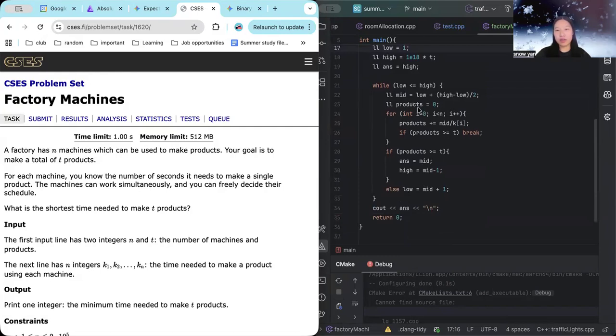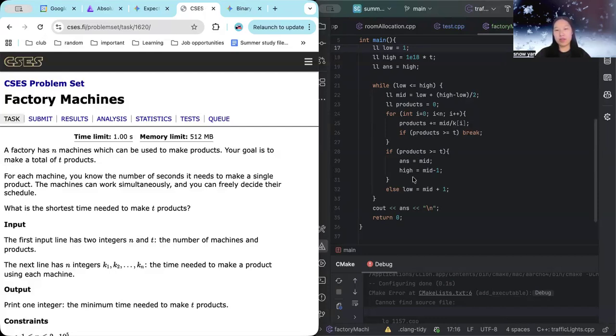And then products equals 0. And then we just look at it and see how many products we can produce during that time. If it's bigger than t, then we just break and we know that, okay, at this point we already produced enough, so the answer must be equal to this or smaller. So we're going to just update our high boundary. And then otherwise, if we didn't make enough, then we're too low. So then we're going to update our low boundary to that point.